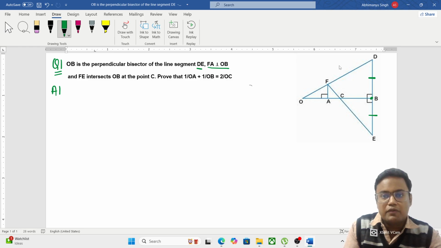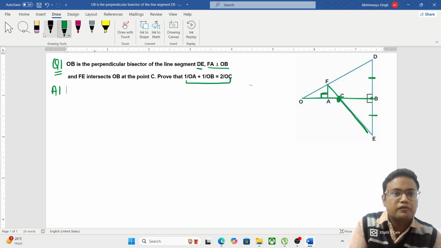And FA is perpendicular to OB. And FE intersects OB at the point C. You can see that this is FE, and it intersects OB at point C. We have to prove this relationship.